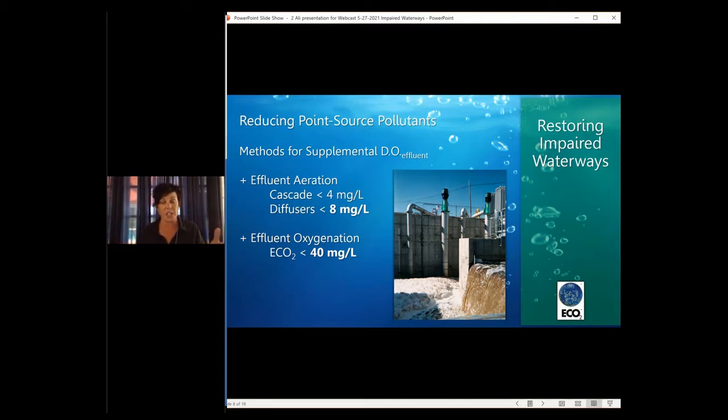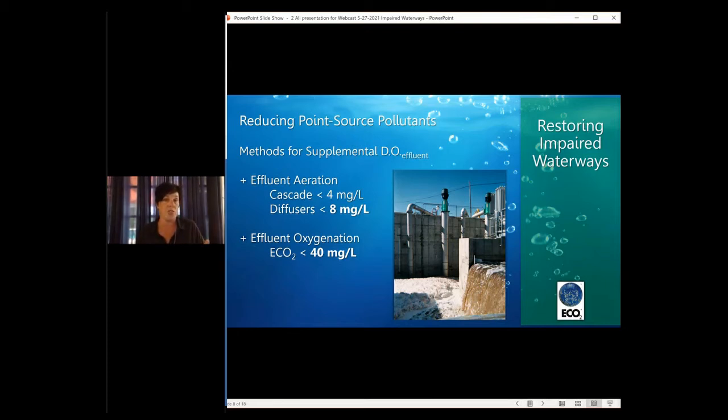If you look at aeration, there's a couple of common methods. The first one would be a cascade, where the water becomes turbulent and has contact with the air and is able to dissolve some oxygen into the water. And you can get up to about 4 milligrams per liter reliably out of a cascade with the correct hydraulic conditions.